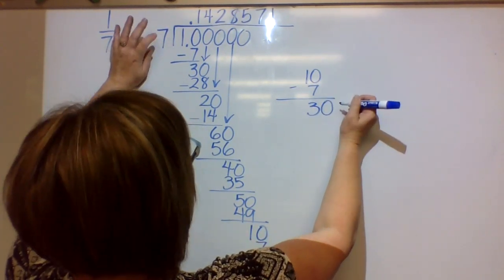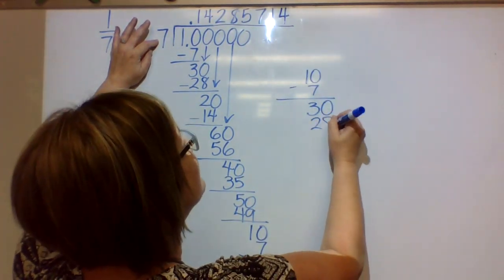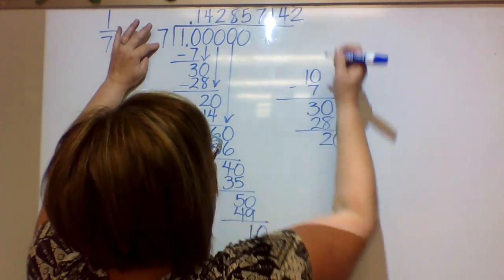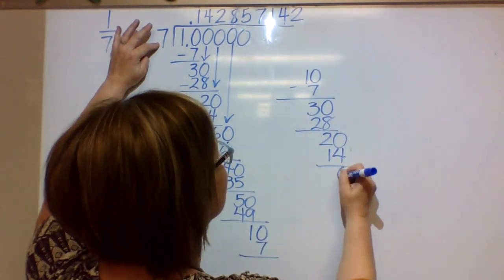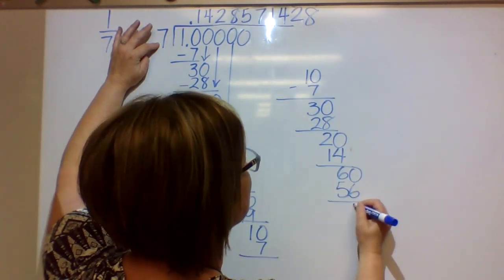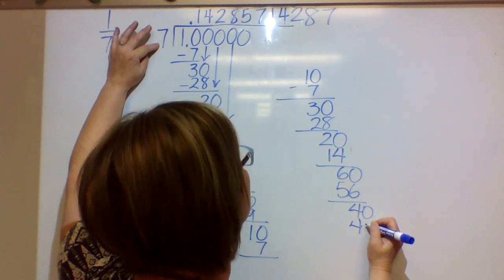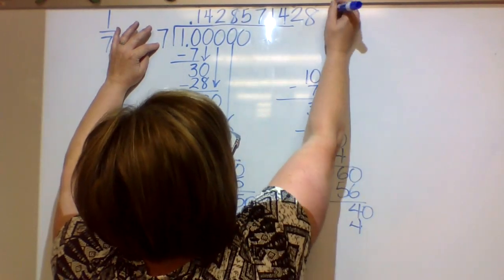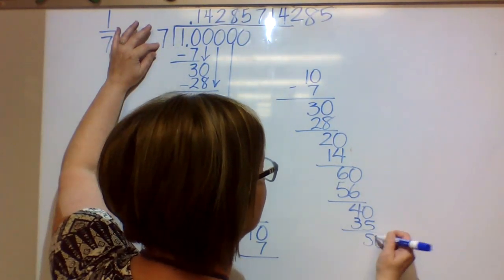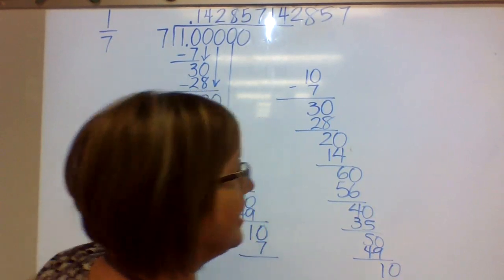Bring down. 7 goes into 7 times 4 is 28. We end up with a 2. 7 times 2 is 14. We end up with a 6. 7 times 8 is 56. We end up with a 4. 7 times 7 is 49. Nope, 40, sorry. 7 times 5 is 35. We end up with a 5. 7 times 7 is 49. We end up with a 1 again.